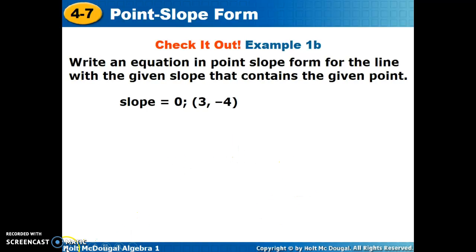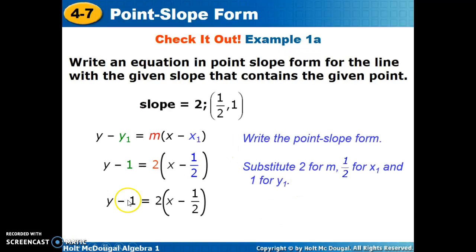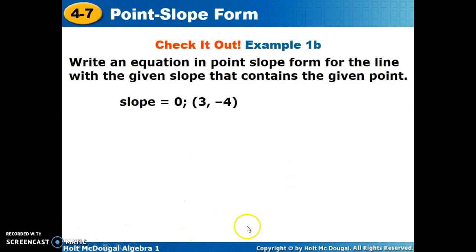Leaving it in point slope form is important because now we can see the point (1/2, 1). If we were to distribute our 2, things would get a little more complicated. So before we get started on this next one, check it out, 1b. I want you to remember how the slope of 0 looks when we graph the line. We know that that is a flat horizontal line. So keep that in mind as we're going through this process.